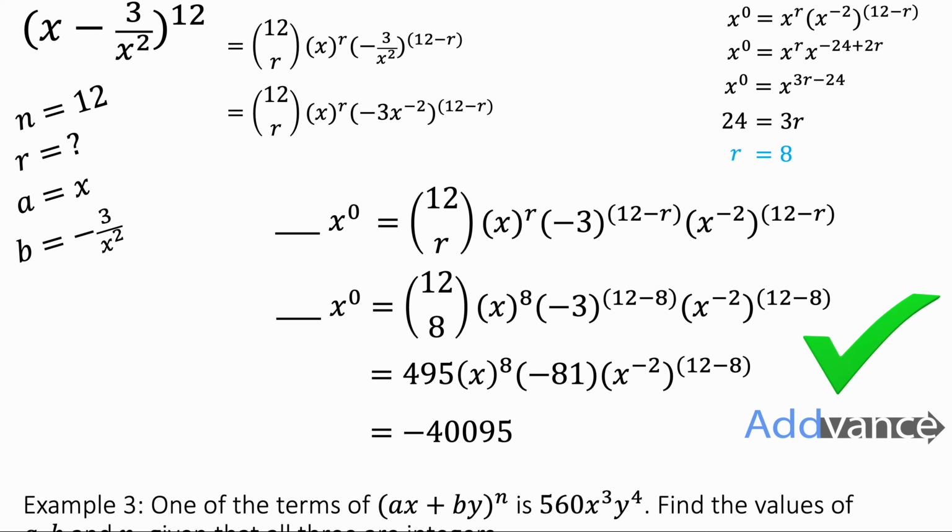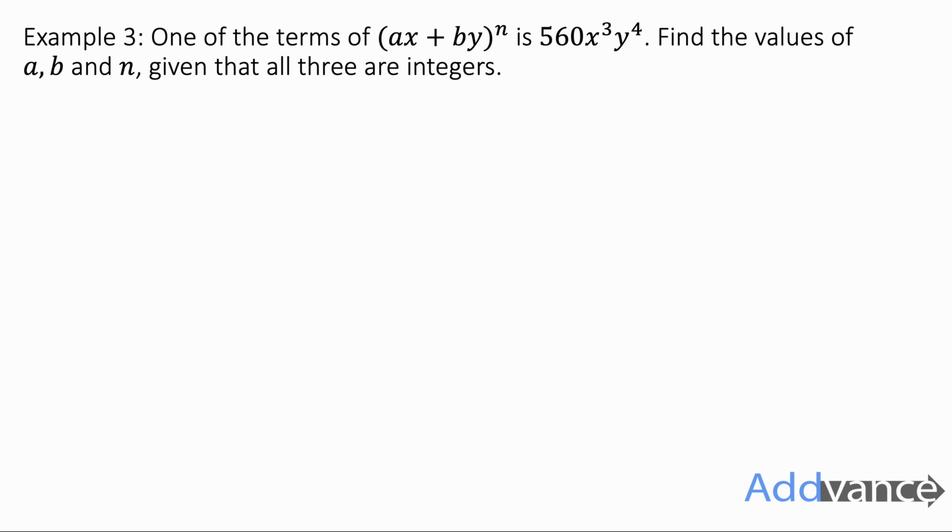Okay. Now example 3. One of the terms of the expansion of (ax + by)^n is 560x^3y^4. Find the values of a, b, and n given that all three are integers. So integers are whole numbers, positive or negative.